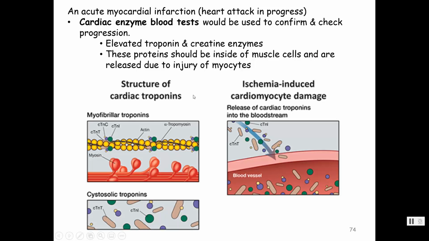Cardiac enzyme blood levels. Keep in mind, once again, we're talking about muscles. So we have myosin, we have the troponin and tropomyosin. Normally these would be inside of the cell, but whenever there's tissue death or ischemia-induced damage, then we get release of those enzymes and they can be read in the blood. So these proteins should be inside of muscle cells. They're released due to injury of myocytes. So if they couldn't see a STEMI, they would still follow up with a blood panel. And then as someone's having a heart attack or had a heart attack, they would also continue to take these blood levels over time to assess the degree of damage to the heart muscle.